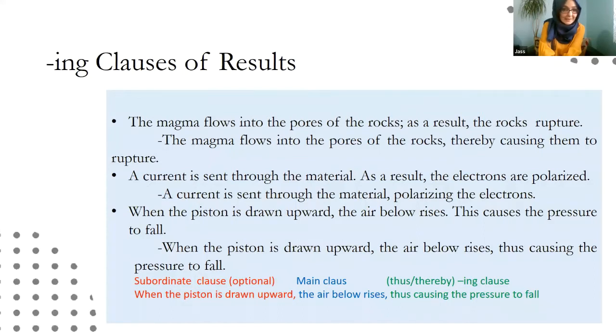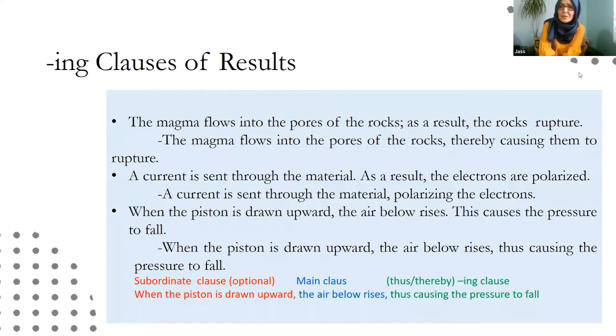Now, the second sentence, again, a current is sent through the material. As a result, the electrons are polarized. To add the ing, we say a current is sent through the material, polarizing the electrons. Lastly, when the piston is drawn upwards, the air below rises. This causes the pressure to fall.